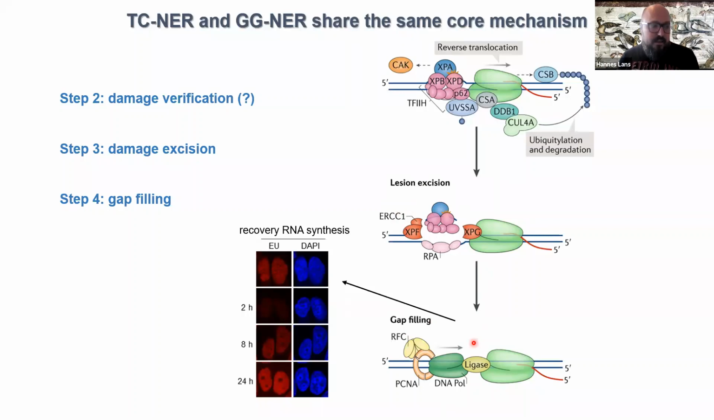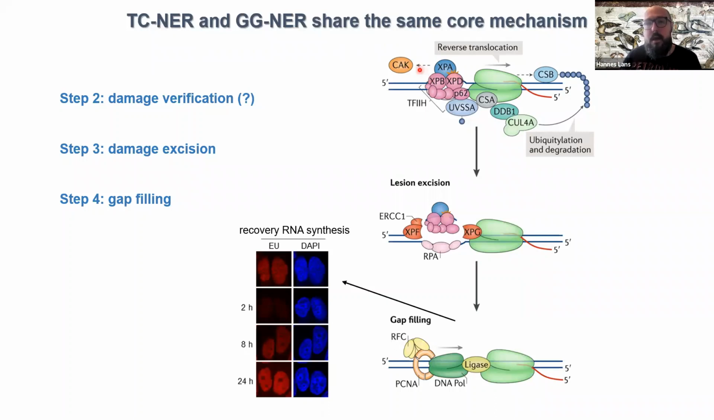Now we think that this downstream mechanism of transcription-coupled repair is the same as in global genome repair. It's not really sure, because you can, for instance, think that this damage verification step, in which TFIIH is involved, may not be necessary for transcription-coupled repair, because already when RNA polymerase II stalls on a lesion, that basically means that there's a lesion there, so it does not need to be verified.